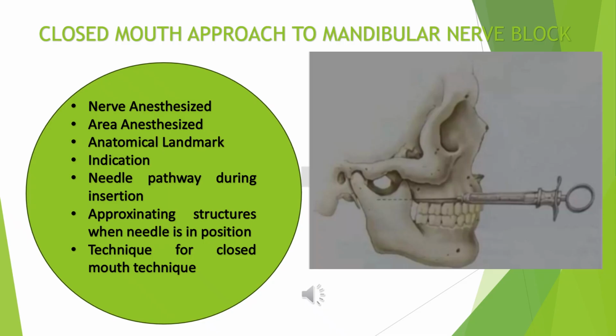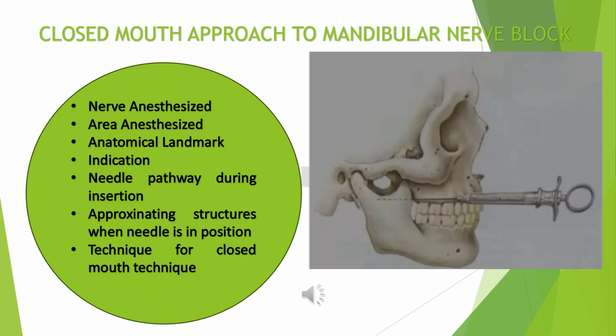And when the needle is inserted with a closed mouth, it should be parallel to the occlusal plane and positioned at the level of the mucogingival junction of the maxillary molar. The needle penetrates the mucosa just medial to the ramus and is inserted approximately 1 1/4 inch.